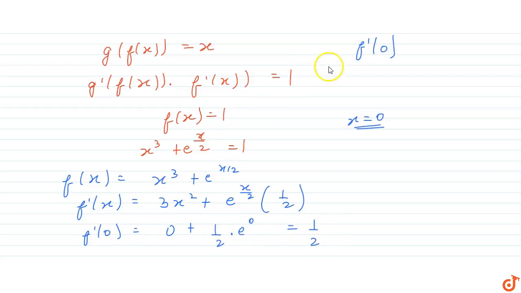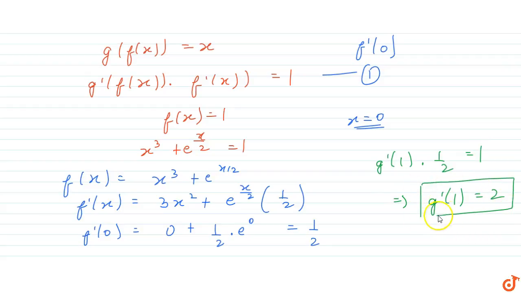Now substitute this value in equation 1. So see, we will get g'(1) · 1/2 = 1, which implies that g'(1) = 2. So 2 is the answer of this question.